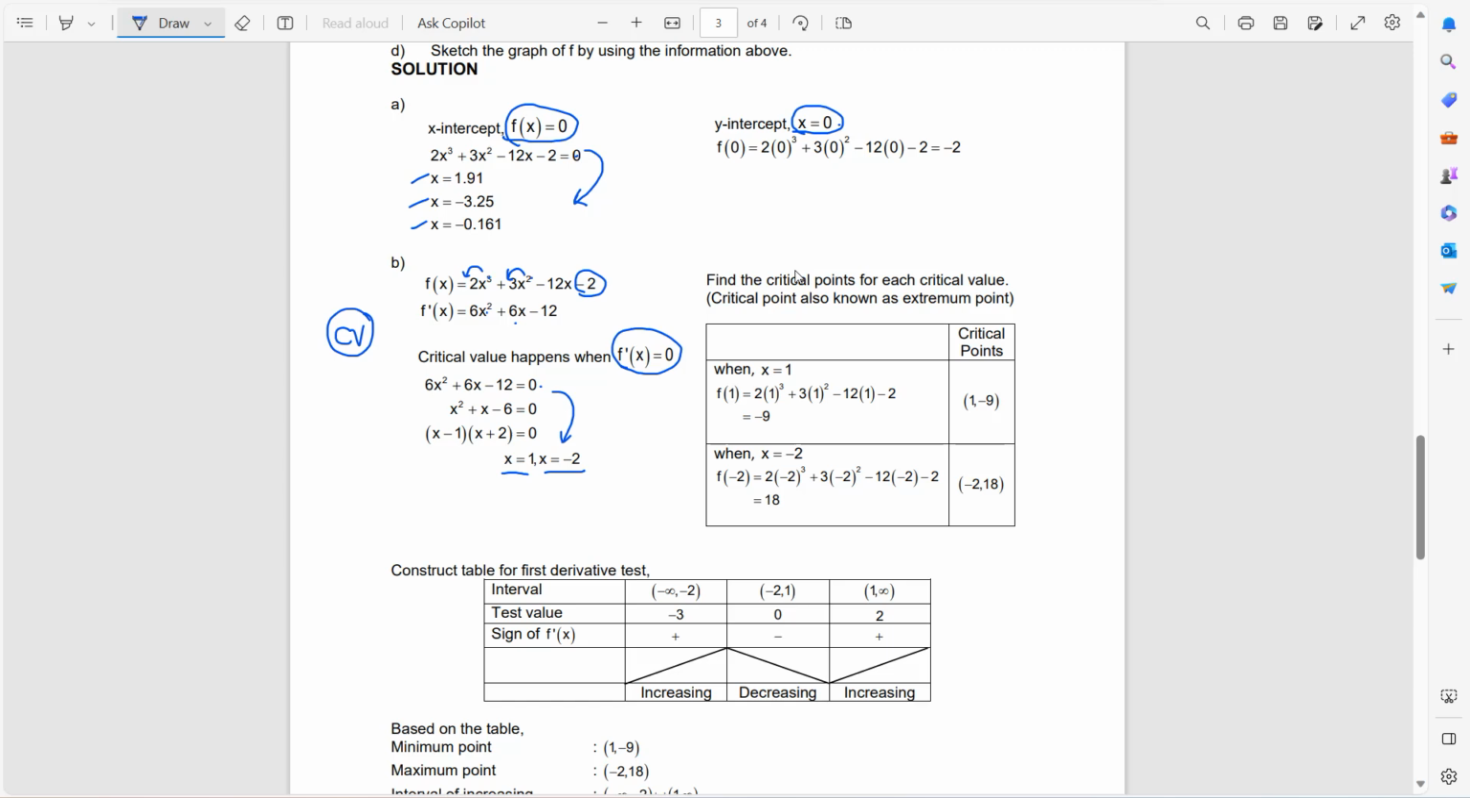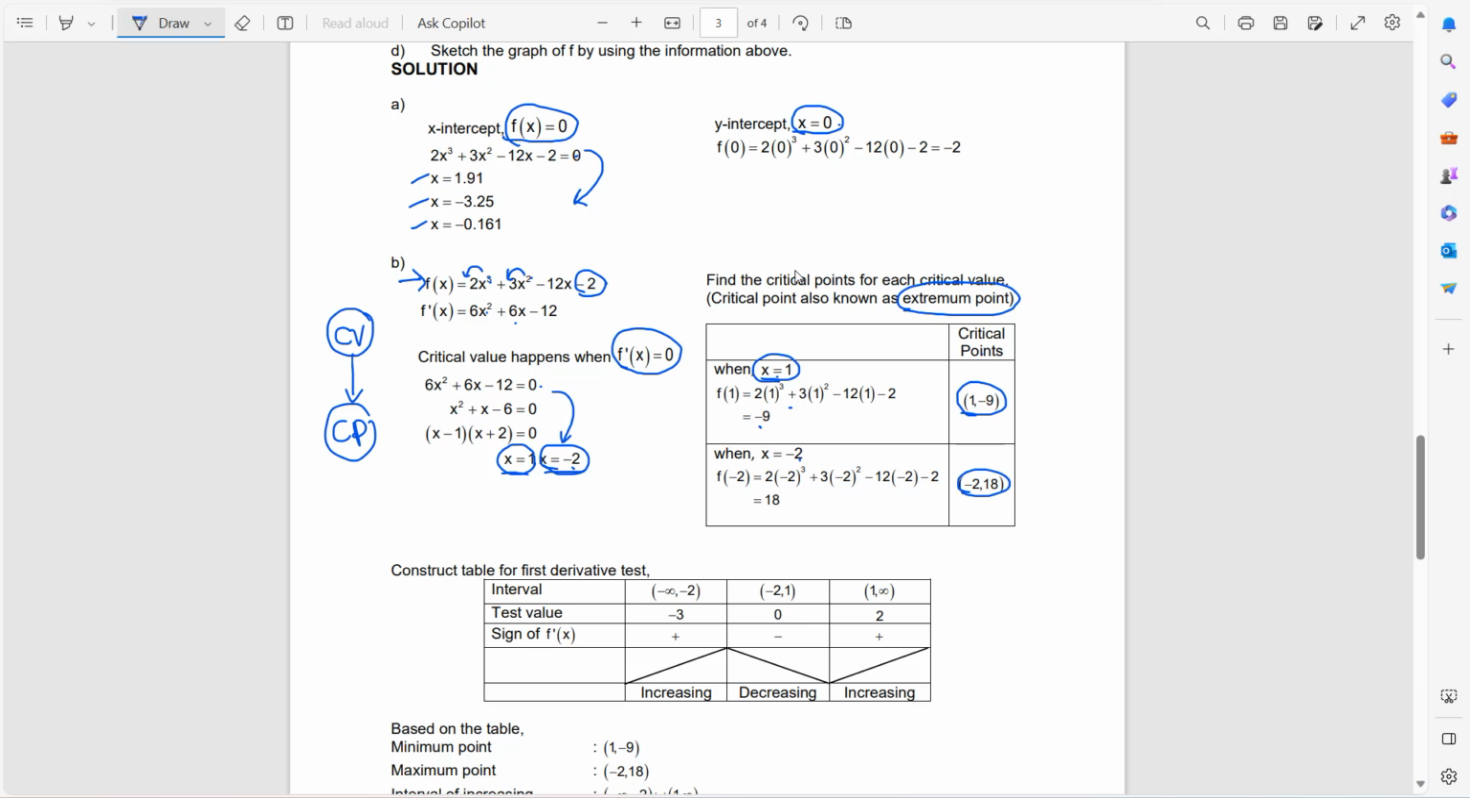Since we already have our critical values, in order to get our critical points, we have to substitute each of our critical values into our original function. When x equals 1, you substitute into this part, you get negative 9. So this is 1, negative 9. And then when x equals negative 2, you substitute into the original function, you get this one. So right now we have 2 critical points, also known as the extremum points. We don't know yet which one is minimum and which one is maximum.